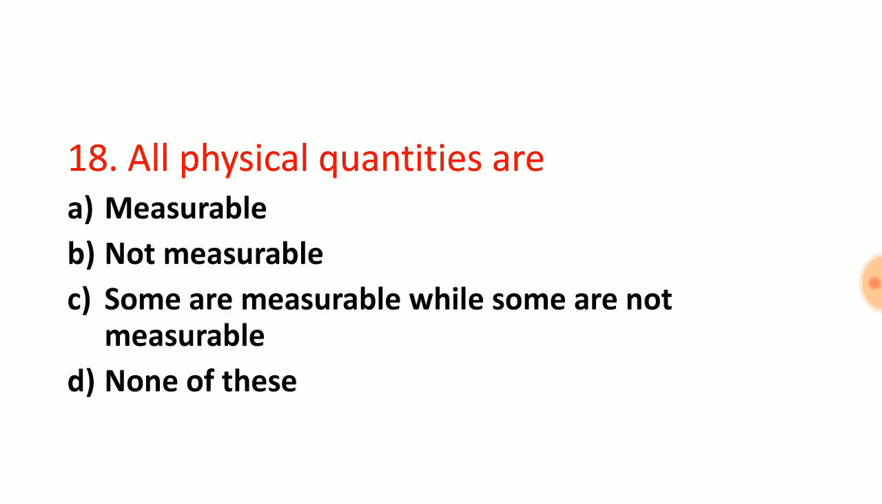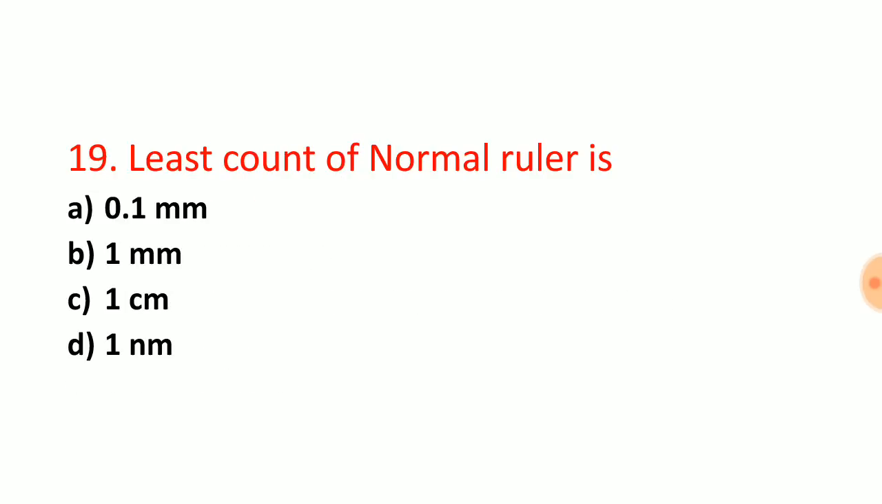Now let us see question number 18. All physical quantities are measurable. So measurable is option choice A. A is the right answer. Question number 19. Least count of normal ruler is.